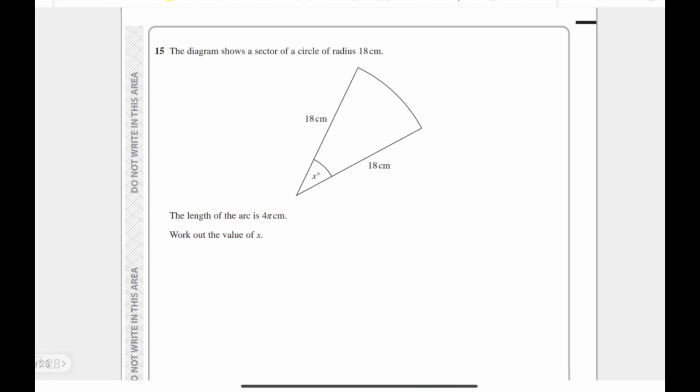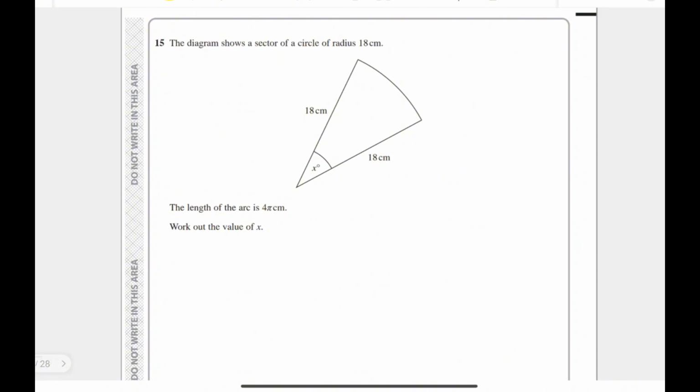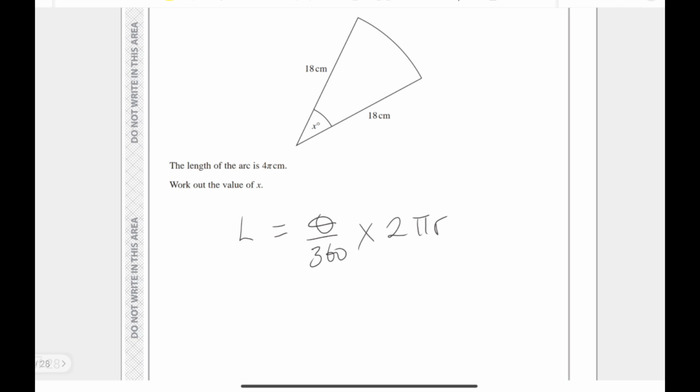Next, the diagram shows a sector of a circle of radius 18 centimeters. The length of the arc is 4 pi. Work out the value of x. Easy. The formula for the length of an arc is theta over 360 times 2 pi r. The length of the arc is 4 pi, so 4 pi equals x over 360 times 2 times pi times 18. So we take out pi.